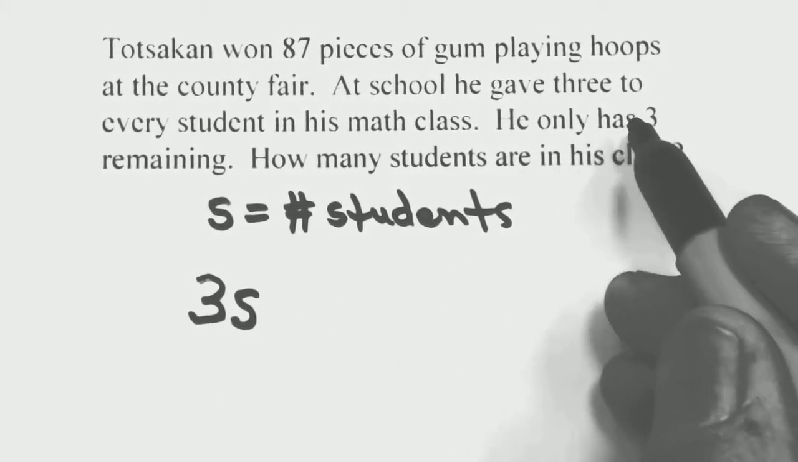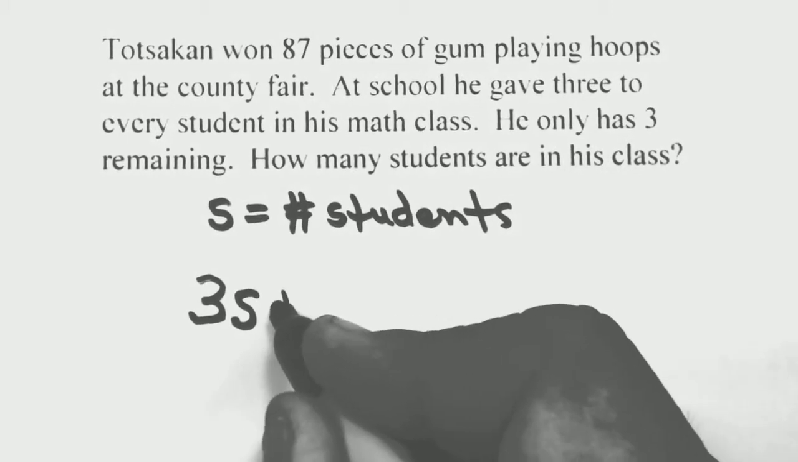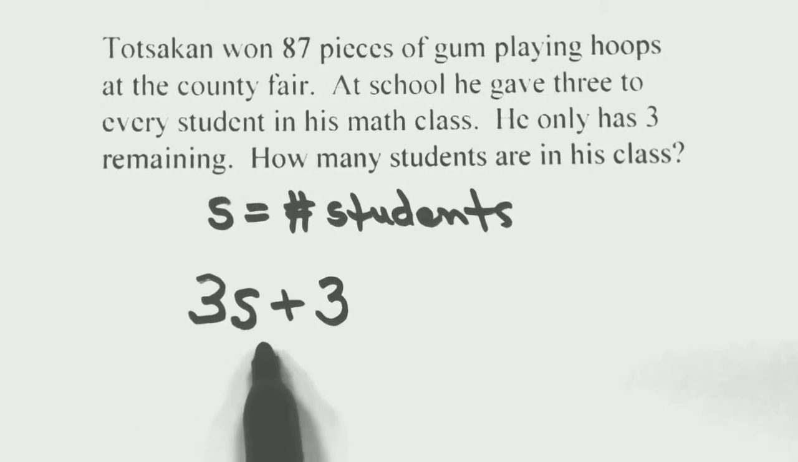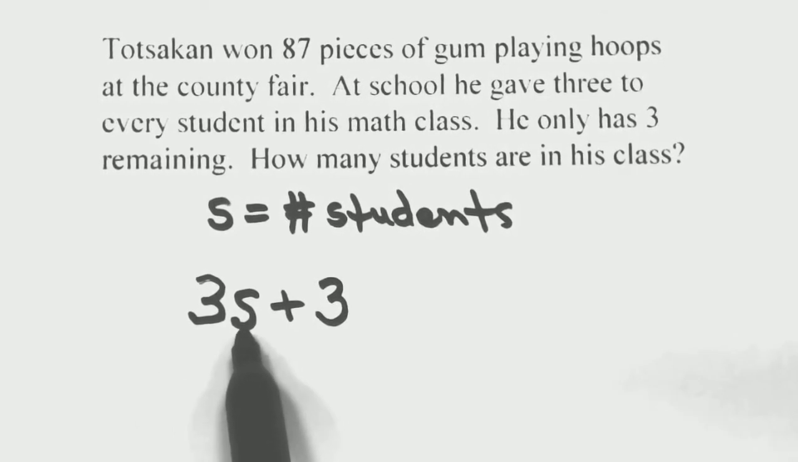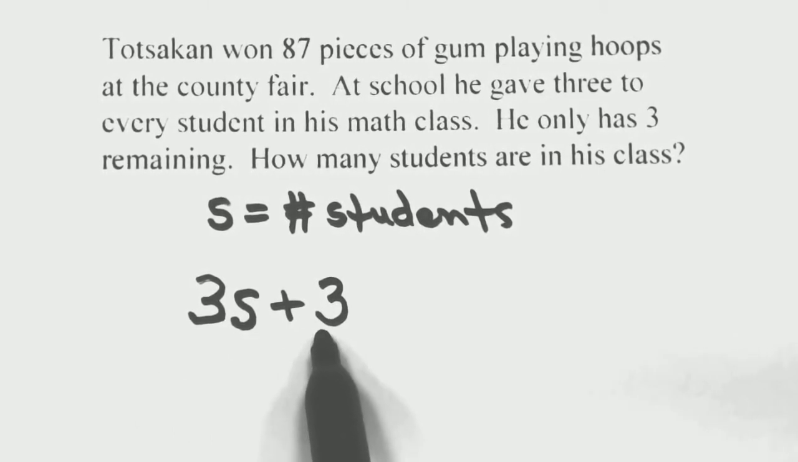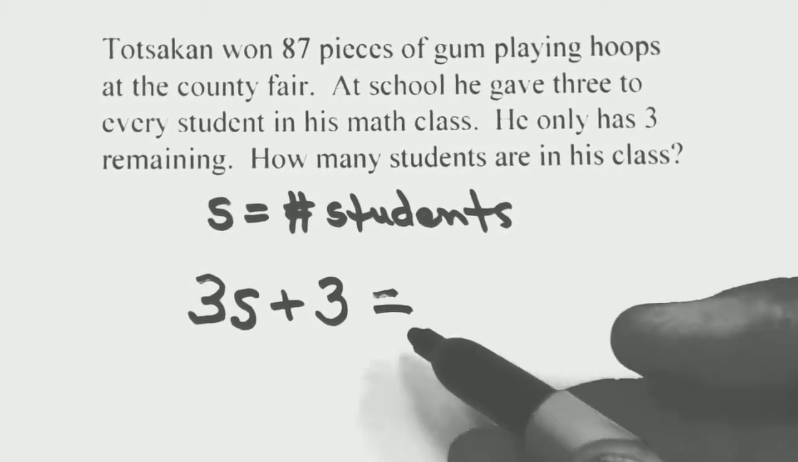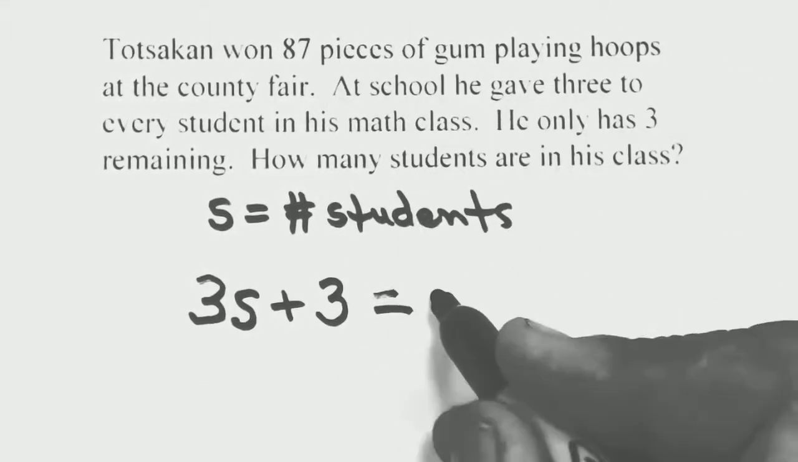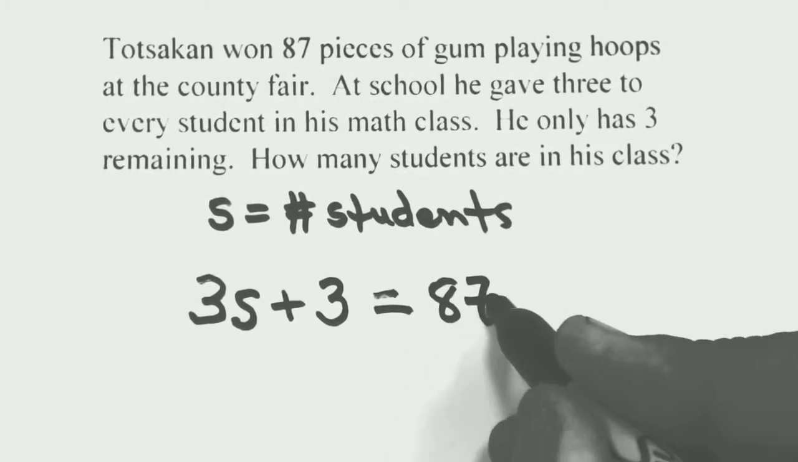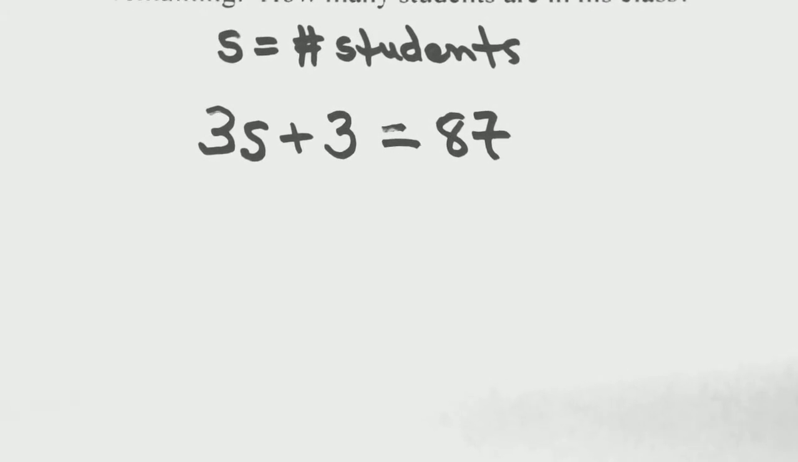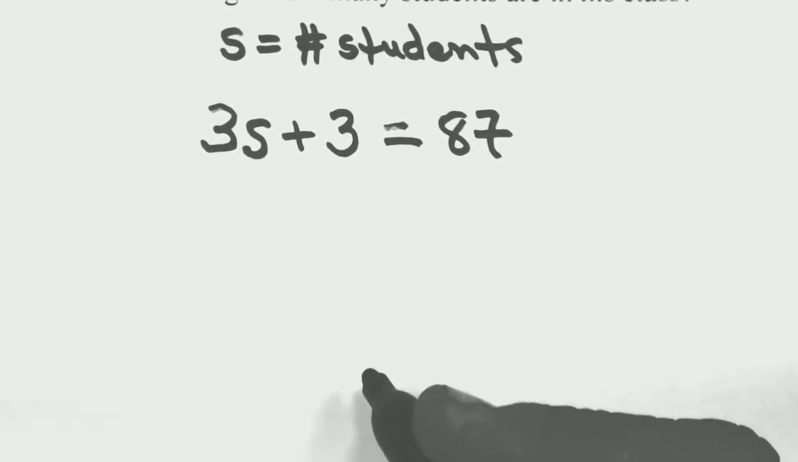Now, he ends up with just 3 remaining for himself, so he's got 3 left over. So this is the total number he gave to all of his friends in the class, plus 3 more that he has left, has to equal the total number that he started out with, which was the 87 pieces to begin with. Okay, well, there's our equation. Now, let's go ahead and solve it.